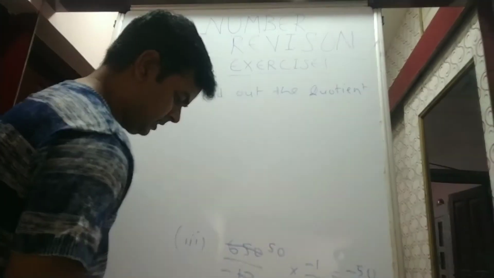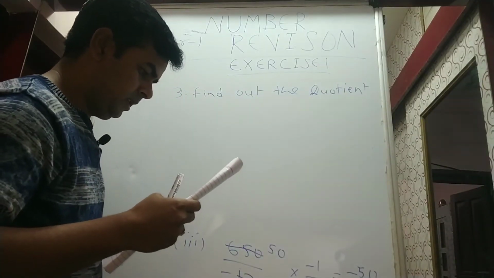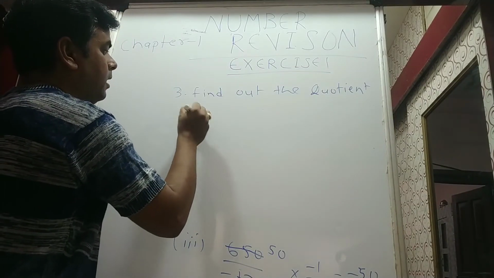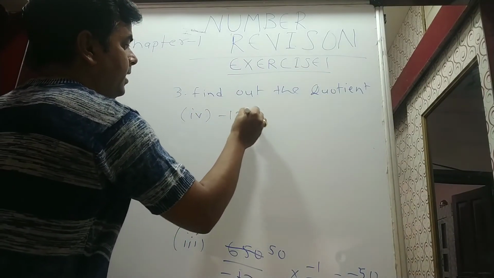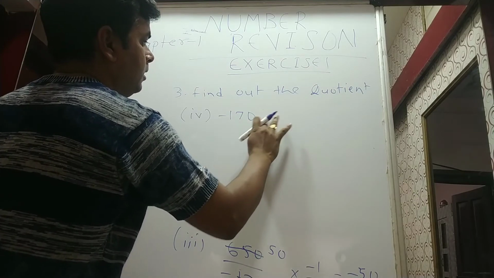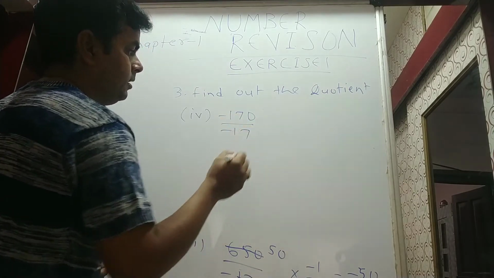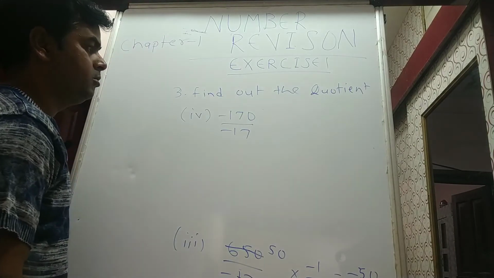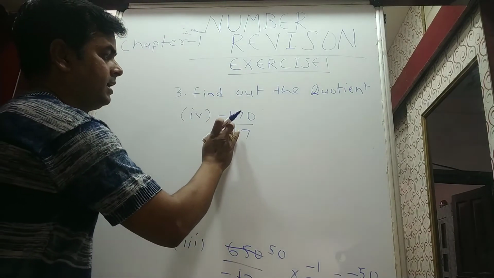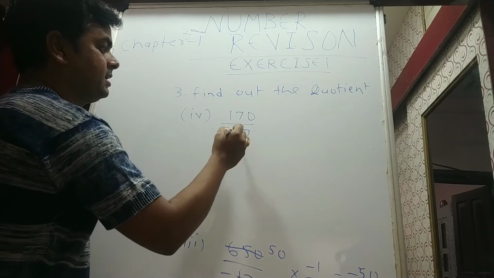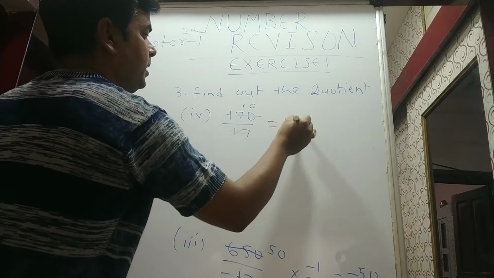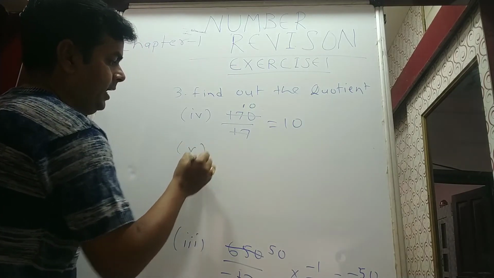Okay. Now let us do some more questions. The fourth one is minus 170 divided by minus 70. As you can see, both have a minus sign, in the numerator and denominator, so we can cancel both of these. 17 ones are 17 and 0. So our answer will be 10 only.